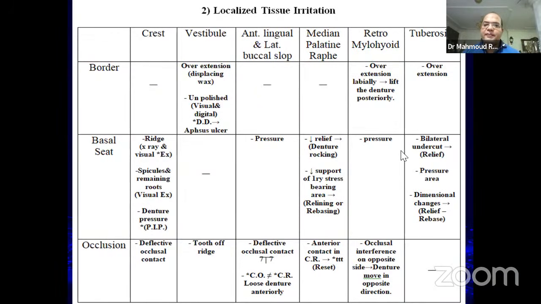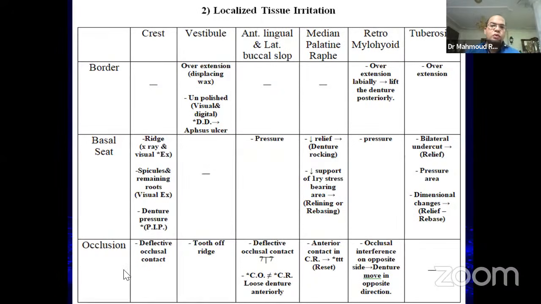The retromylohyoid area may also have pressure from the basal seat. Tuberosity may have unilateral or bilateral irritation according to the undercut, whether it is bilateral or unilateral. We may have a pressure area, as we see. Dimensional changes may occur in the denture base during finishing and polishing or during curing. It may be corrected by relief or rebase.